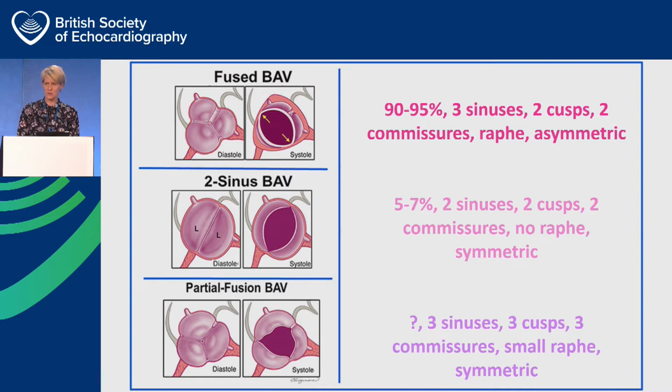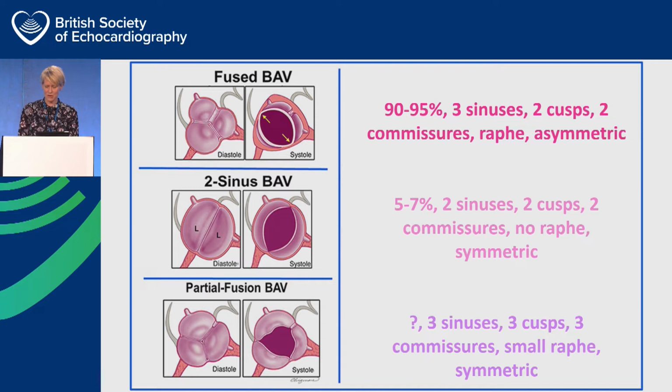So the fused one is the one that we see all the time. Right and left is the most common, so that is what we see most of the time. There are 3 sinuses, 2 cusps. Again, they call them cusps. And Bob Anderson, who's a very famous morphologist, said, they are not cusps, they are leaflets. Cusps are things that you have in your teeth, which are elevations, which again is technically correct. So I prefer to call them leaflets, but I will call them cusps.